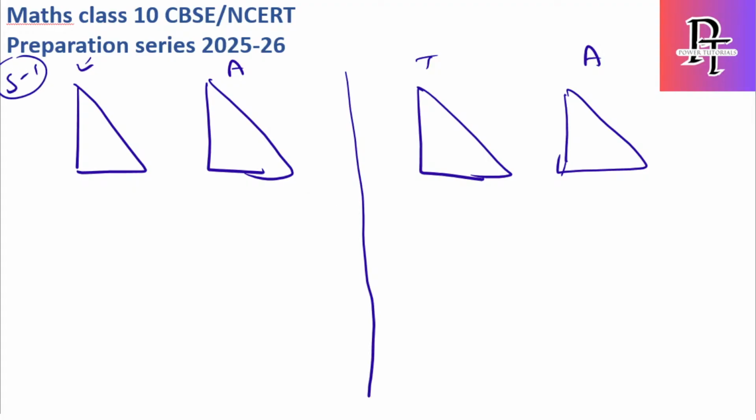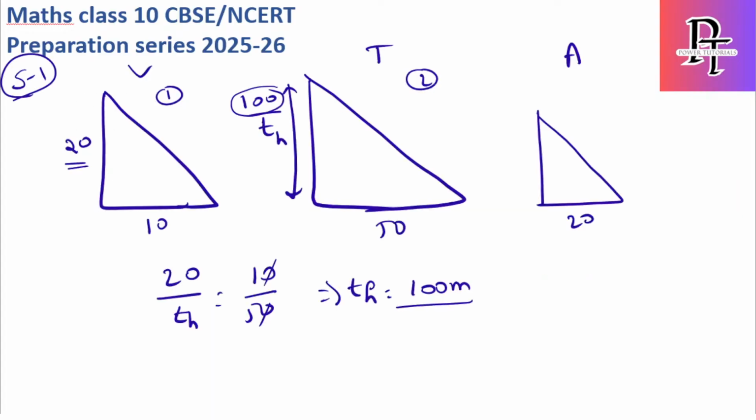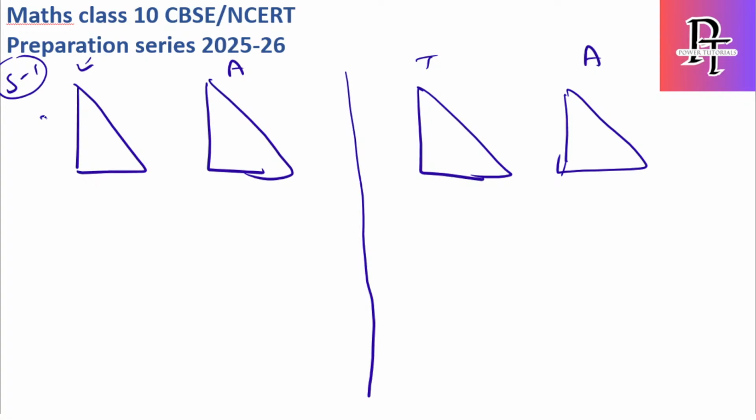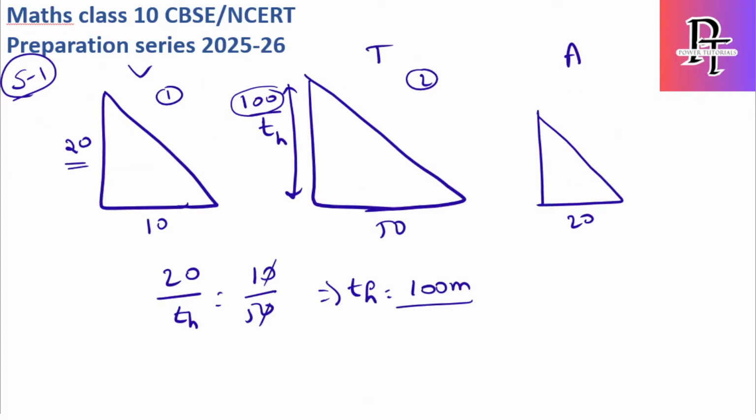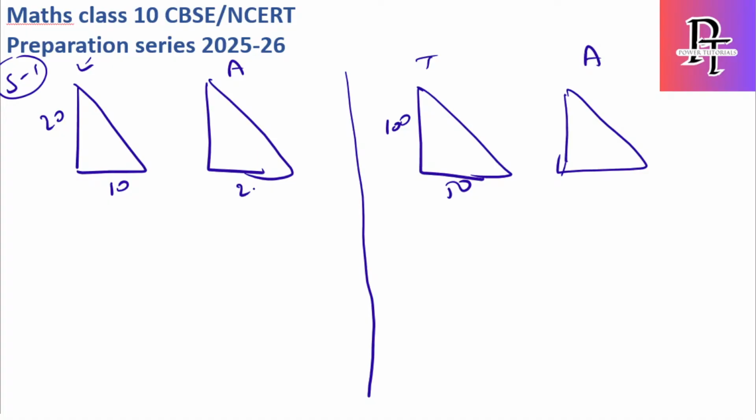I am using the scenario 1 example here. Okay, scenario 1, what are the values? Vijay's house is 20, its shadow 10, the tower is 100 and its shadow is 50. What about Ajay's shadow? Ajay's house shadow is 20. In this scenario, they are asking for Ajay's house height. So let me draw it neatly. Okay, it's better. Again, same property, similar triangles.